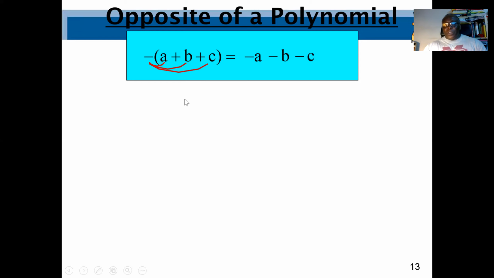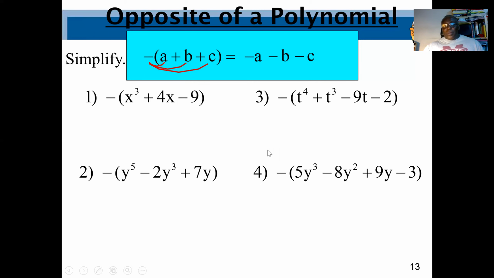Because negative times positive is negative. Another negative times positive is negative. And the last one, negative times positive is negative. So when we are doing subtraction, it's the same concept. But let's try this example first.